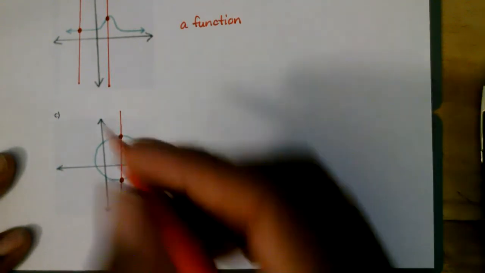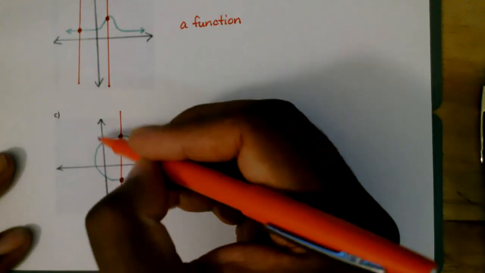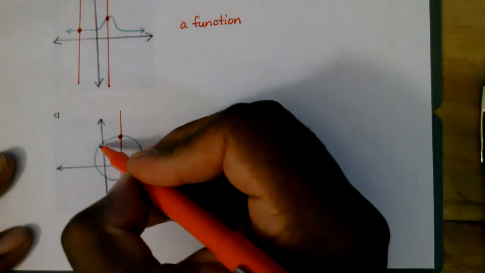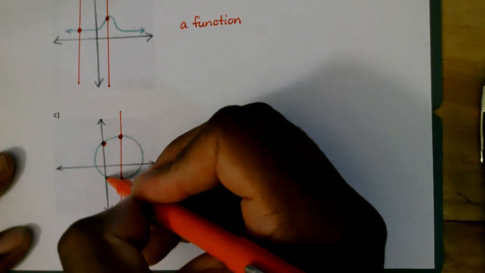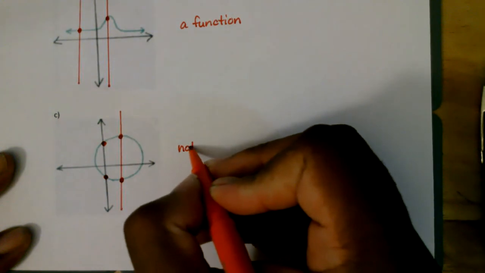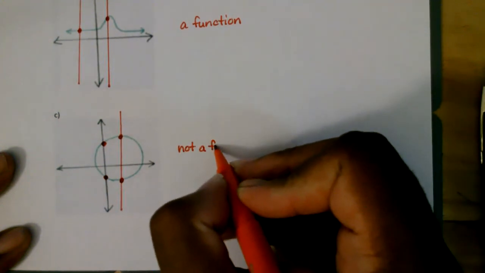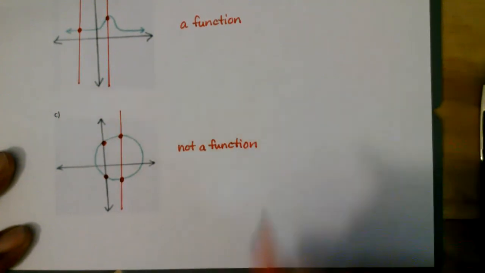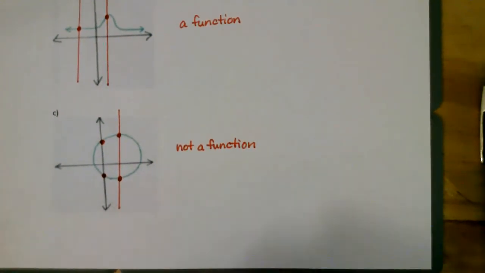Okay. And by the way, if you look at this y-axis right here, you can see that this circle crosses the y-axis at two different places, here and here. So this means it fails the vertical line test. That means that this graph of this circle is not a function. It is not a function.